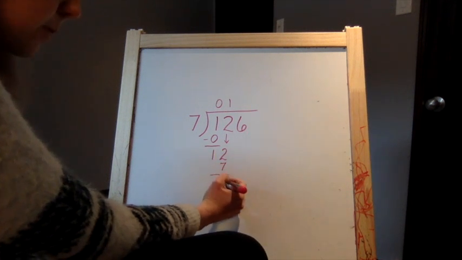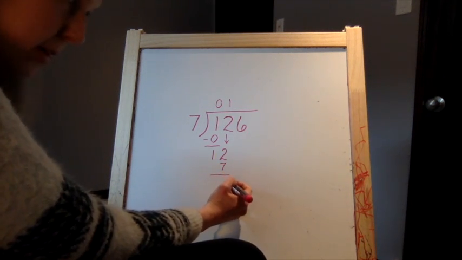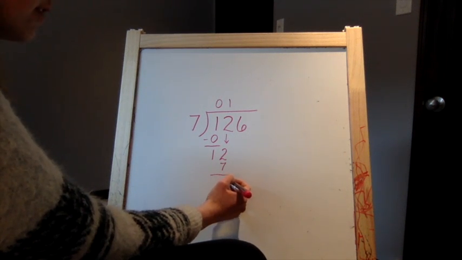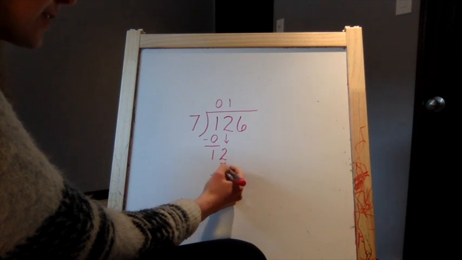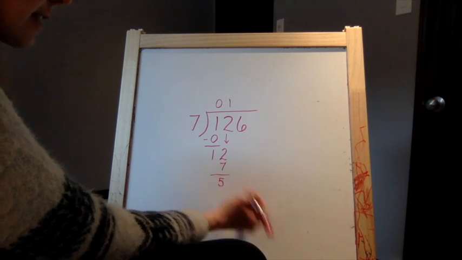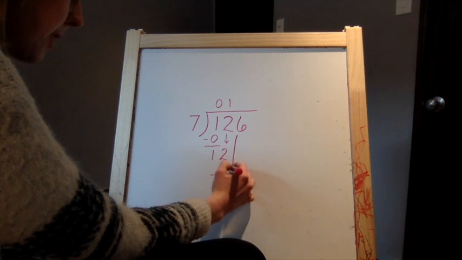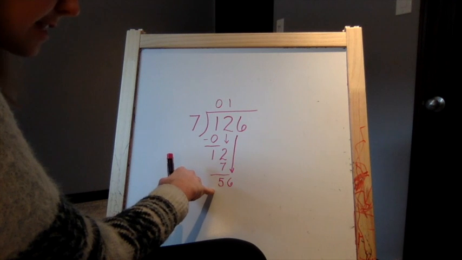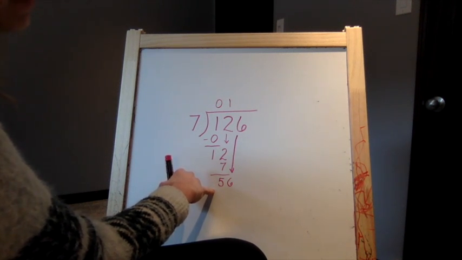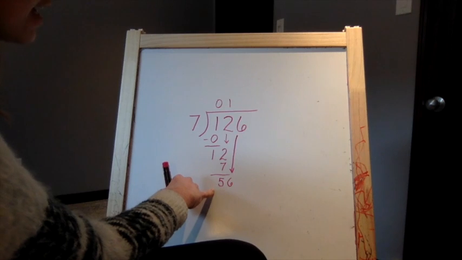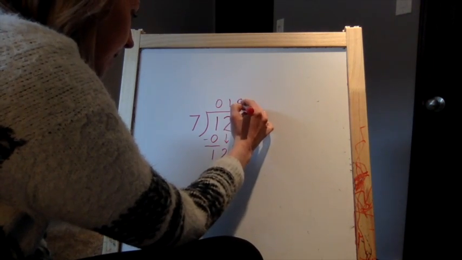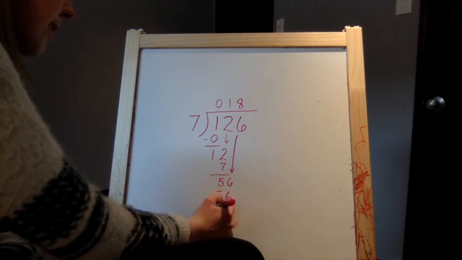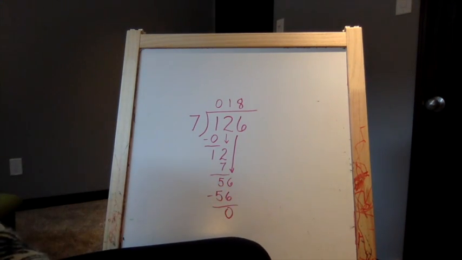And then the difference between 12 and 7, remember your doubles facts. Double 6 is 12. So 12 take away 7 is going to be 1 less than 6. It's going to be 5. All right, bring down your 6. 7 goes into 56. It's my favorite fact. 8 times 7 is 56. So it goes in 8 times. 7 times 8 is 56. And my difference is 0.